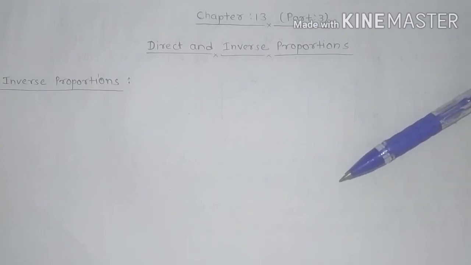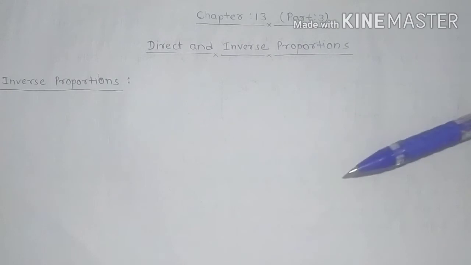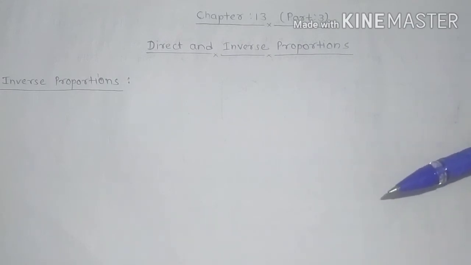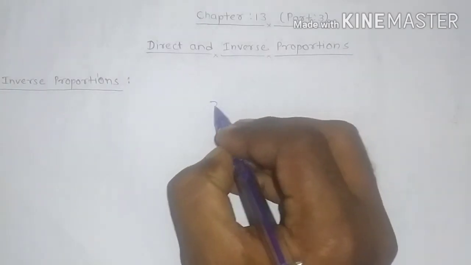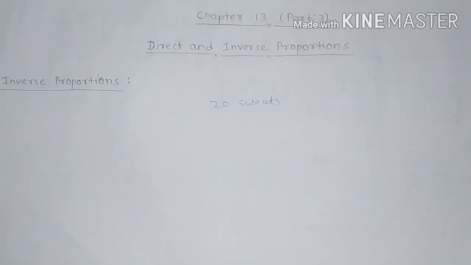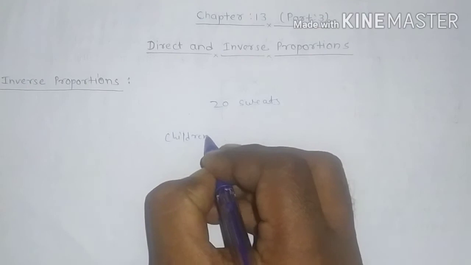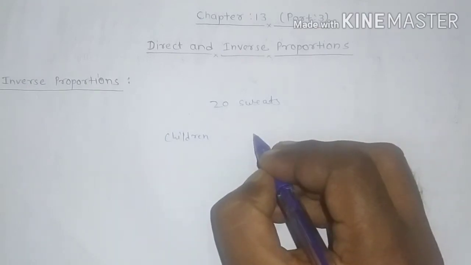Now first of all we will discuss what is inverse proportion. So simply I am taking an example. Let's suppose I have 20 sweets, and I have to distribute these sweets among a number of children. So this is number of children and this is number of sweets.